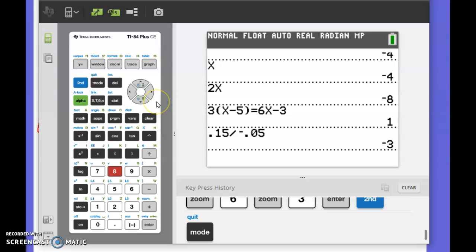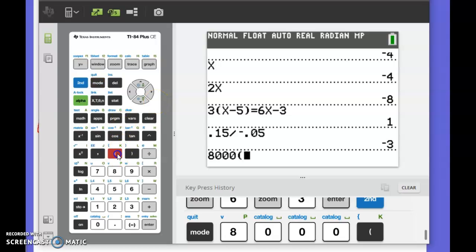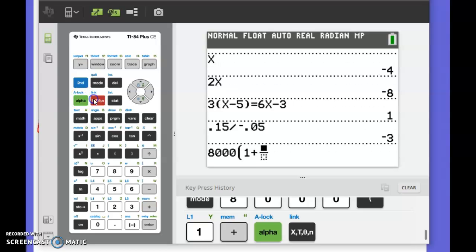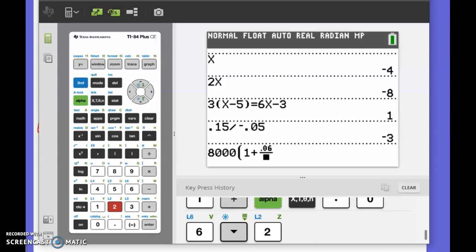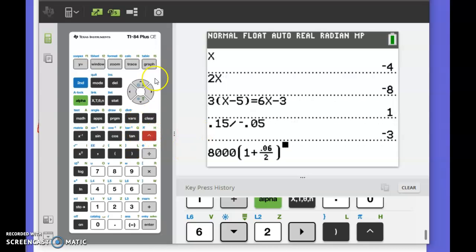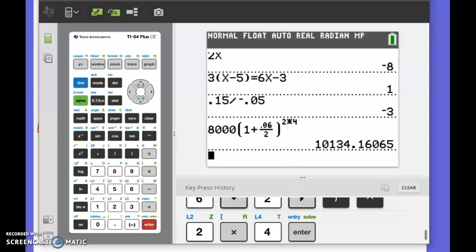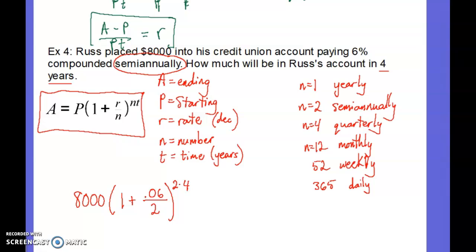So, 8,000, parentheses, 1 plus, if my calculator, I can hit alpha x for a fraction. Others might not even have this option to make a fraction. Please reach out to me if you're confused on how to use your calculator. But you should get an ending balance of $10,134.